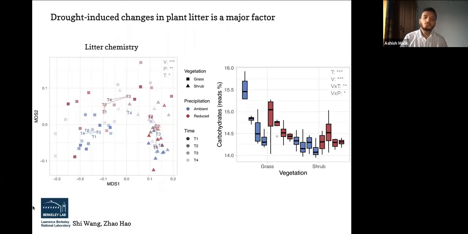And finally, I just want to show why that's the case. And this is some of the litter chemistry data, which will allude to some of the mechanisms that I just showed.